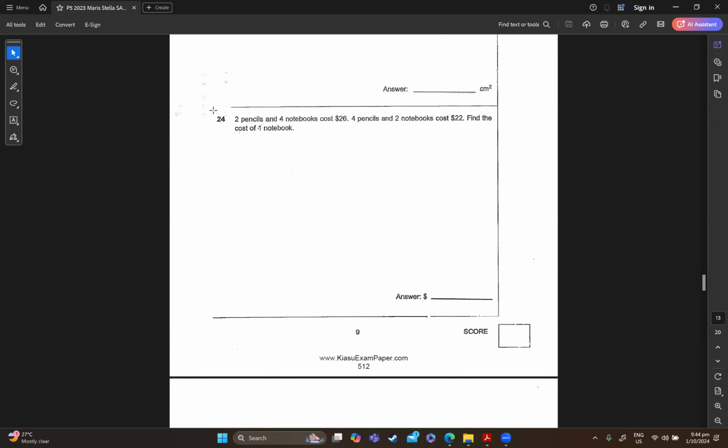Question 24. 2 pencils, 4 notebooks, $26. 4 pencils, 2 notebooks, $22. Find the cost of 1 notebook. Okay, so write down 2 pencils plus 4 notebooks, $26. 4 pencils plus 2 notebooks is $22. Okay, so find the cost of 1 notebook.